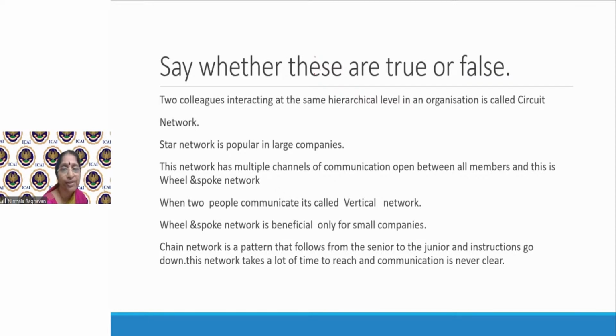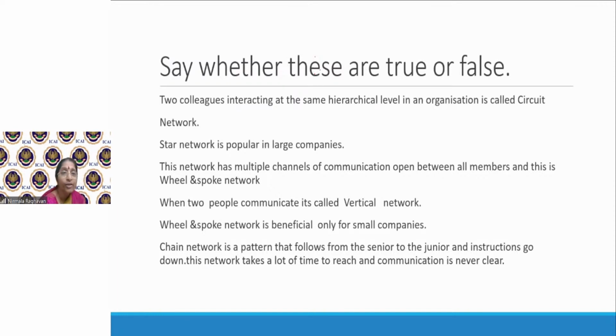Two colleagues interacting at the same hierarchical level in an organization is called circuit network. Post in the box. Quick. Yes, Subhadeep. Discussing a project with the teammates is multi-channel and star network. Okay, now quick, come on fast. Say whether these are true or false. Post it in one shot, say one, two, two kind of things, so that it's easy for us to finish it fast. Yeah, super. So let me give you the answers.